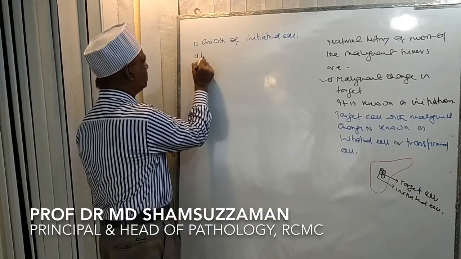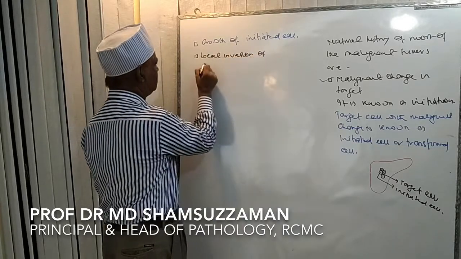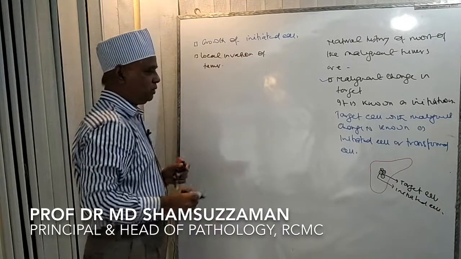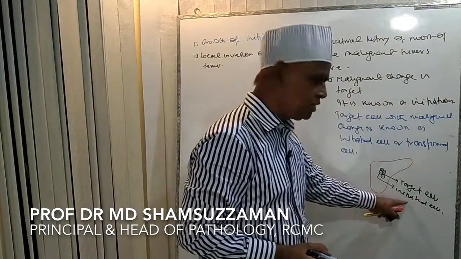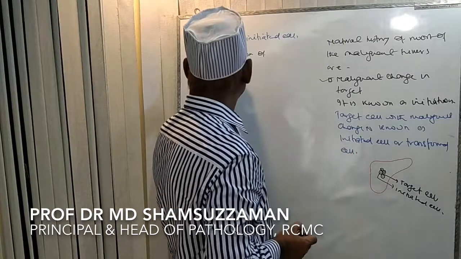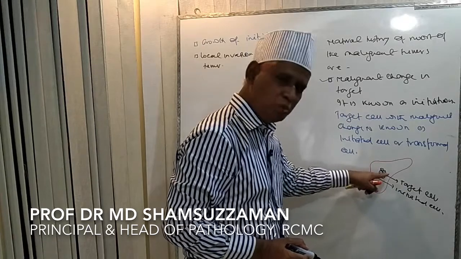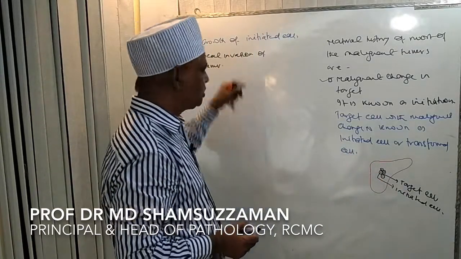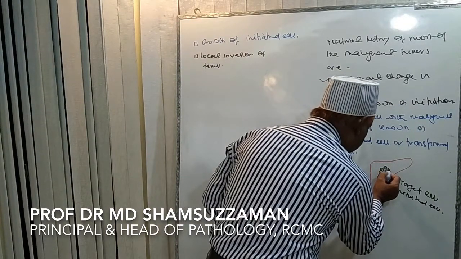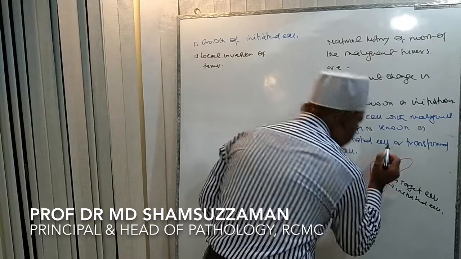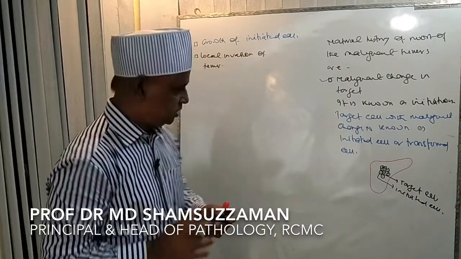Third one is local invasion of tumor. Dear audience, the target cell with malignant change is known as initiated cell. Initiated cell undergoes growth and multiplication, with formation of a tumor. The third one is local invasion of the tumor cell. The tumor cell invades the tissue of this organ. This is local invasion of the tumor.